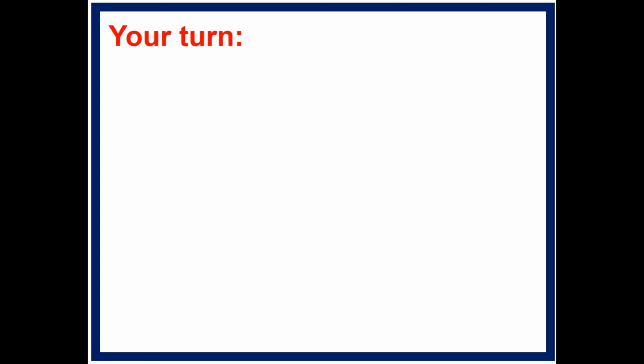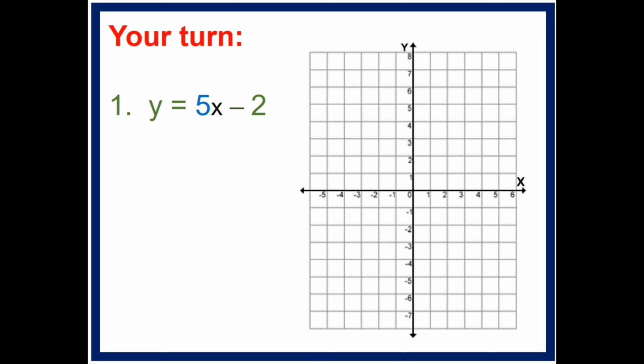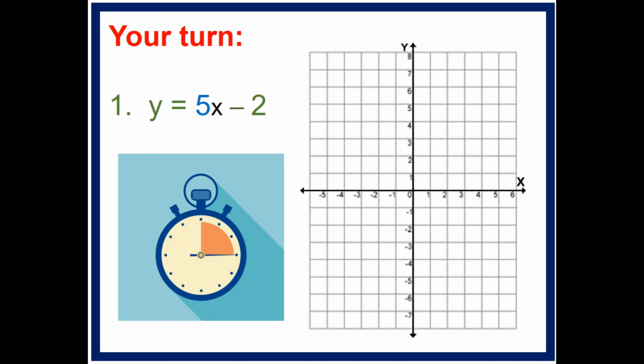Your turn. Graph y equals 5x minus 2. The clue: the y-intercept, and the slope, or the m, equals rise over run. This is your graph. Timer starts now. I'll give you 30 seconds to answer that.